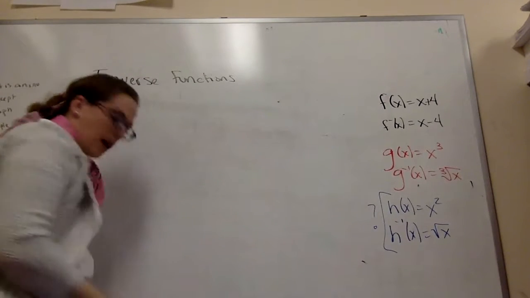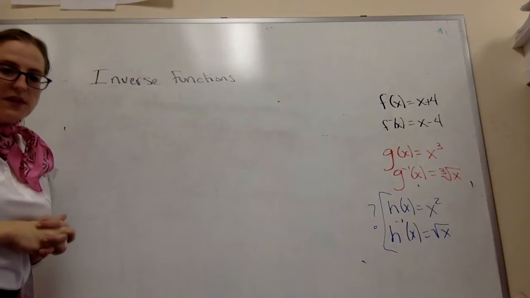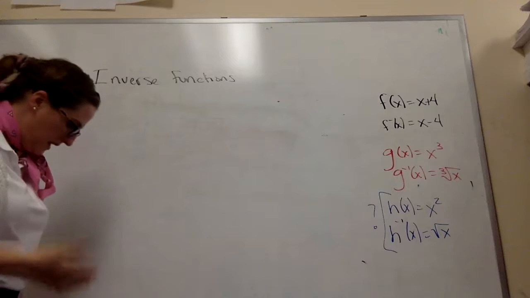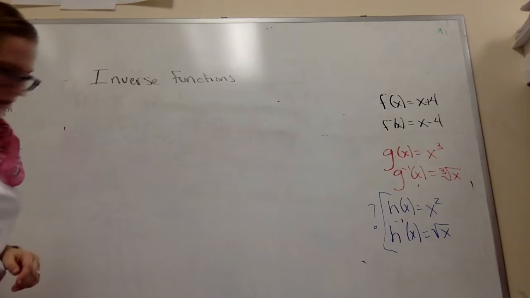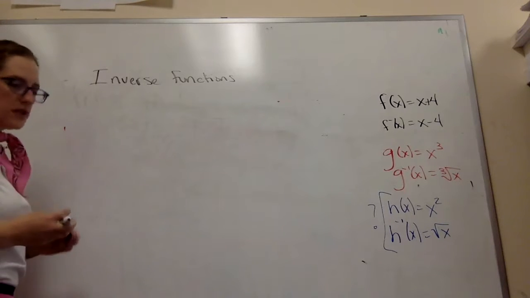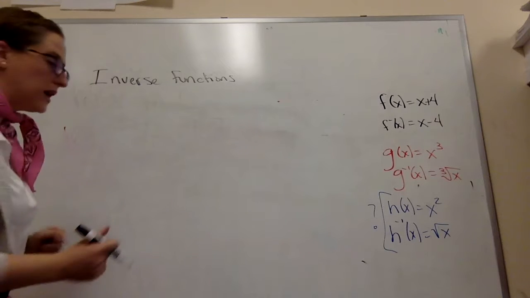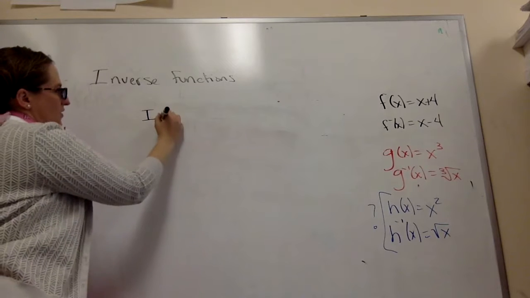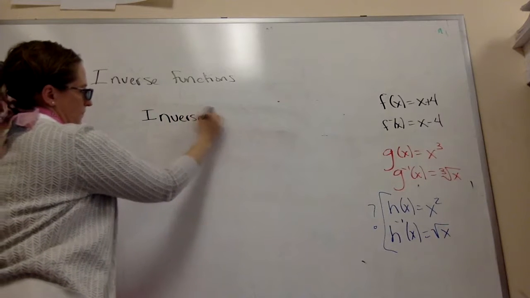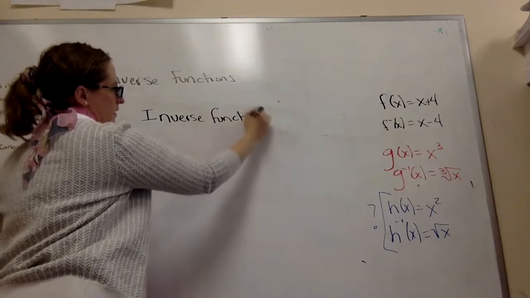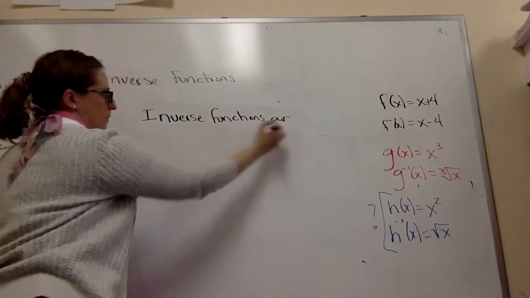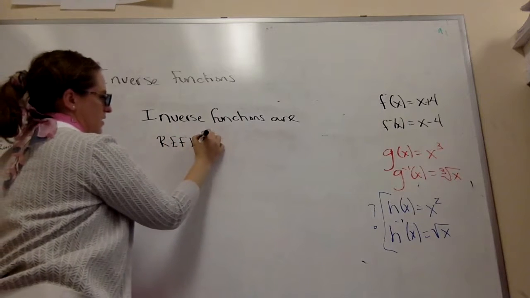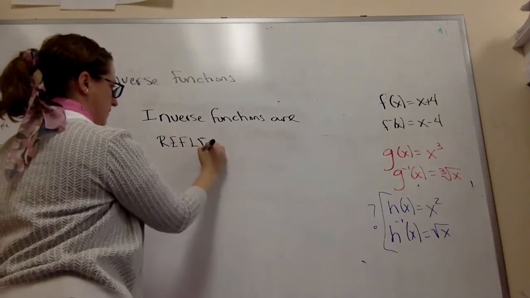And I want to talk about a couple of different things with these examples. The first thing I want to do is talk about another meaning of inverse functions. Another meaning of inverse functions, besides the undoing idea, is that inverse functions are reflections. Now we've talked about reflections before. I can't spell reflections.